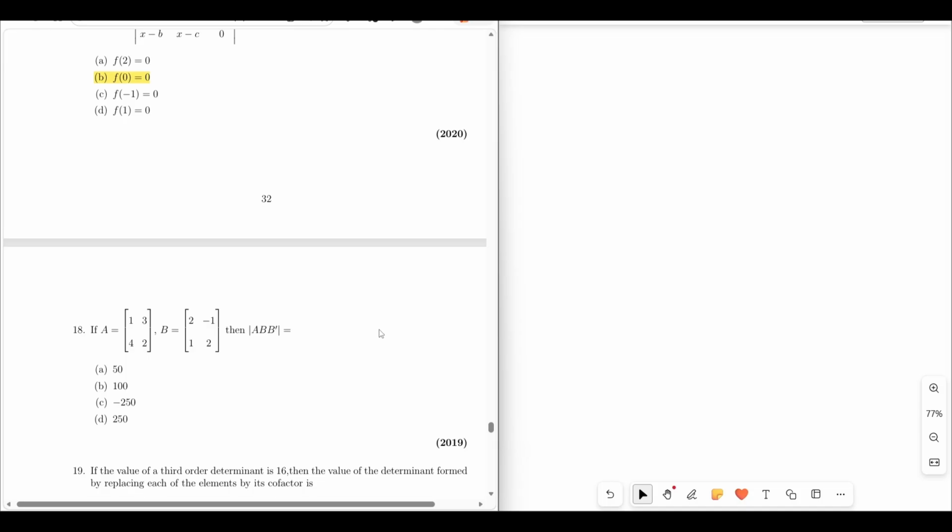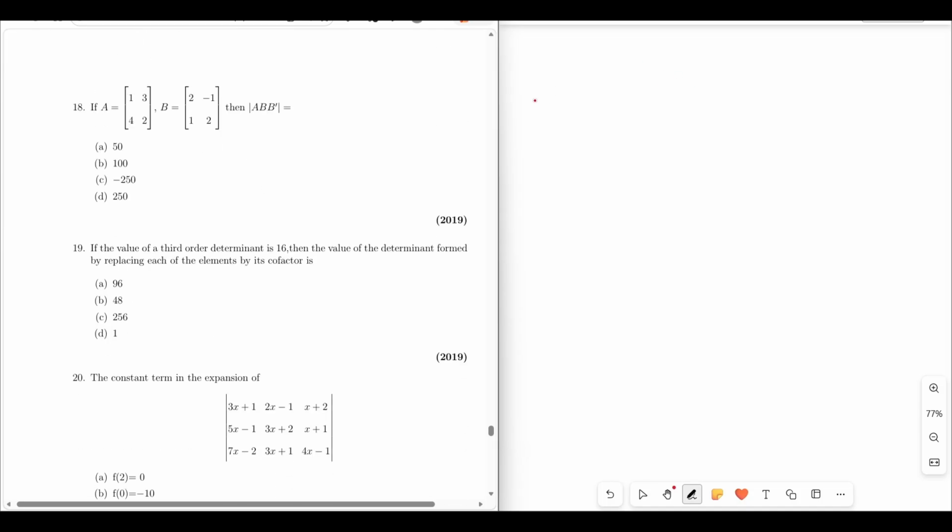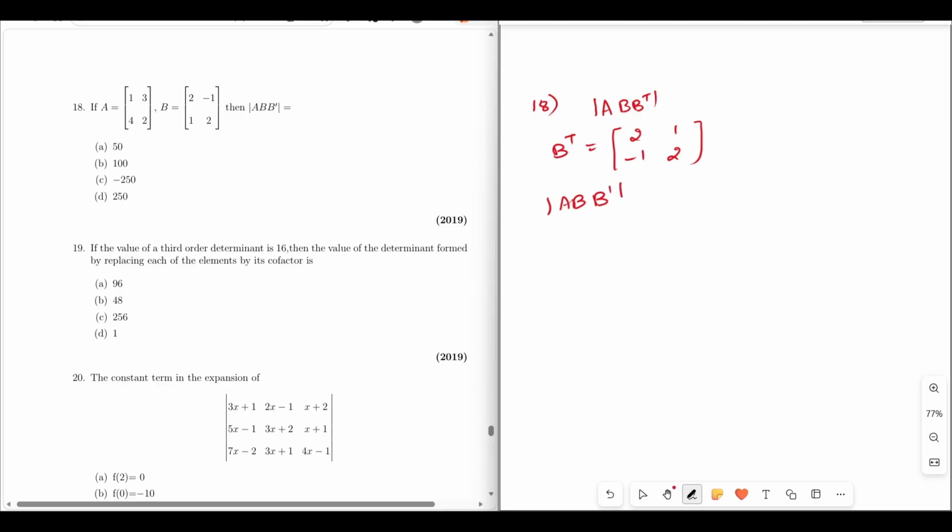Moving on to the next question, 18th question. They have given matrix A, matrix B, and they're asking you to find out the determinant of A, B, B transpose. Okay, so since they have given matrix A and matrix B, we can find out B transpose. B transpose is equal to 2 minus 1, interchanging rows and columns 1 and 2. Okay, so now we know a property that determinant of A, B, B transpose is equal to determinant A into determinant B into determinant B transpose.